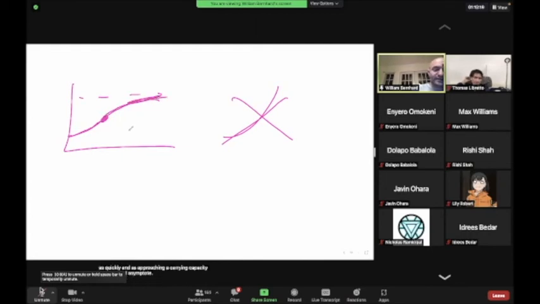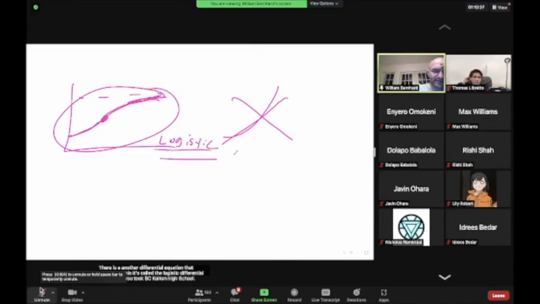There is another differential equation that represents this. It's called the logistic differential equation. If you took BC Calc in high school, they do touch upon this. And then the algebra to solve the differential equation is much more intensive than what we just did. But this is an alternate differential equation where the slope would wind up being pretty positive, and then it gets less and less positive.